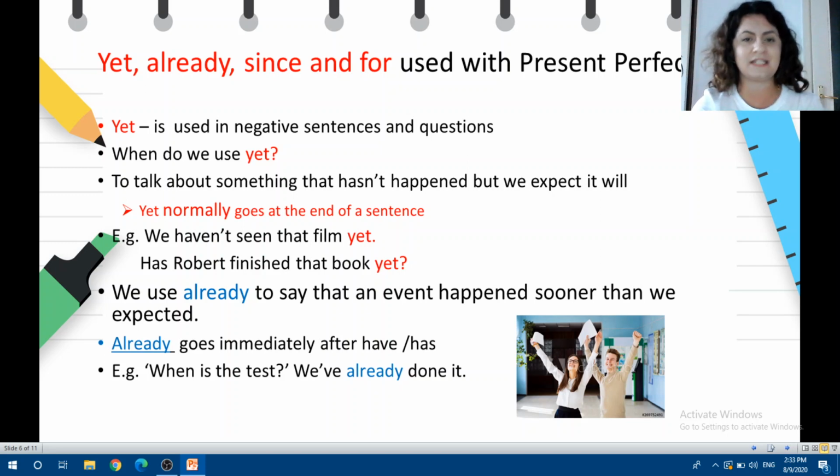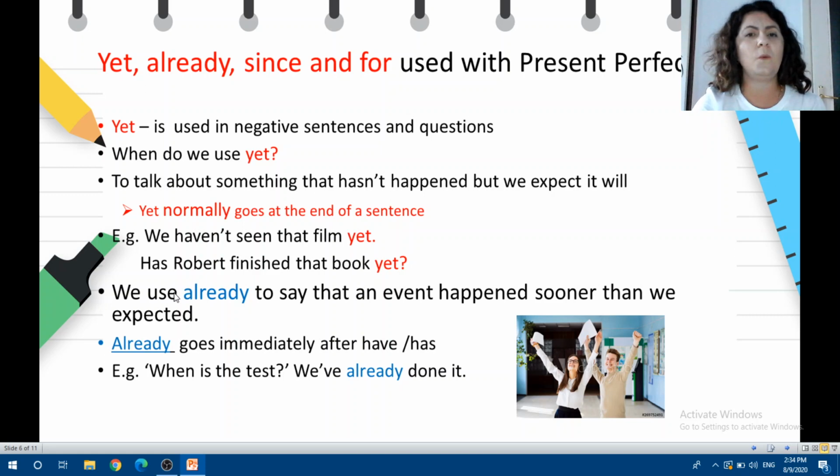Let's look at the examples. We haven't seen that film yet. Has Robert finished that book yet?